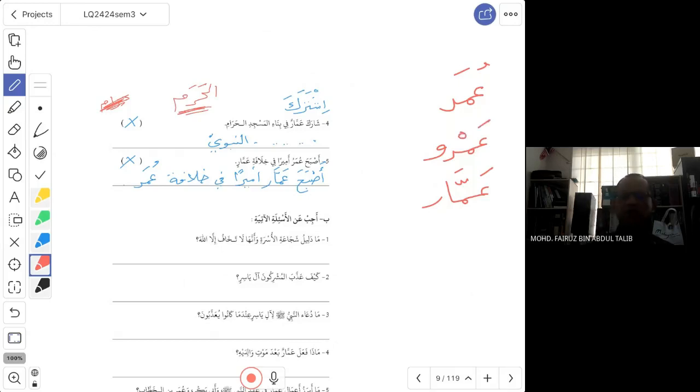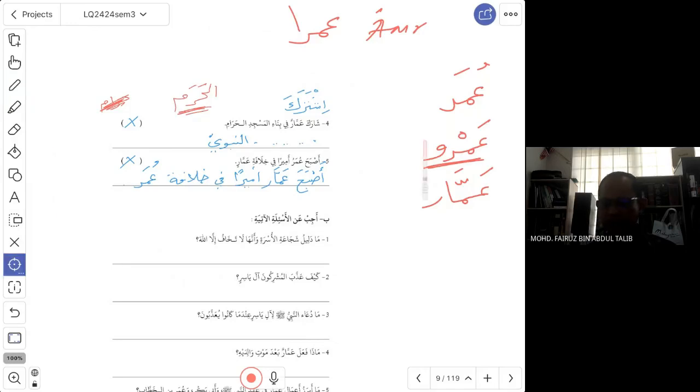So this is the difference. When you see Ain Mim Ra with a waw at the end, or sometimes an Alif at the end, this is not Omar. This is Amr. The waw or the Alif is there to differentiate between Amr and Omar. These are three names that you see a lot in the text.